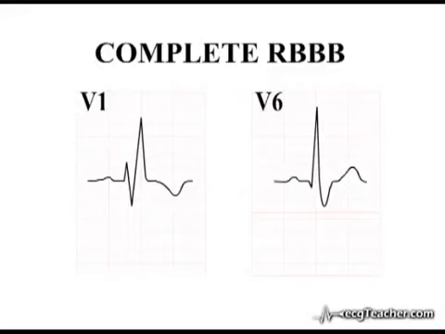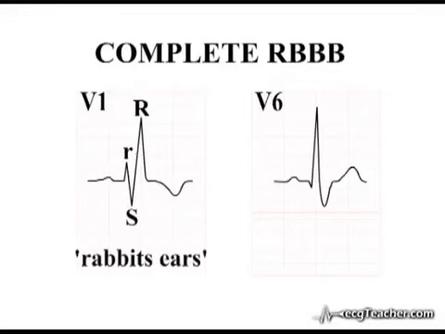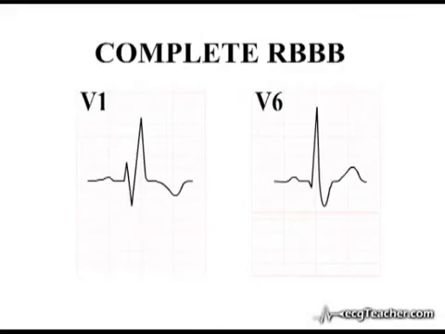The classic pattern shown here is seen in many cases. However, it is important not to become over-reliant on the presence of the RSR pattern or so-called rabbit's ears appearance in V1 to make the diagnosis. In many cases of right bundle branch block, the RSR pattern in V1 is not identifiable. The QRS complex in this lead either demonstrates a small notch between the two R waves or indeed has the appearance of one large R wave.